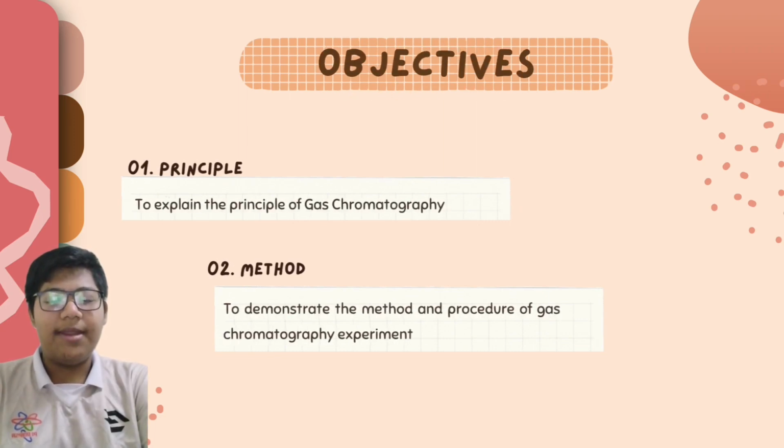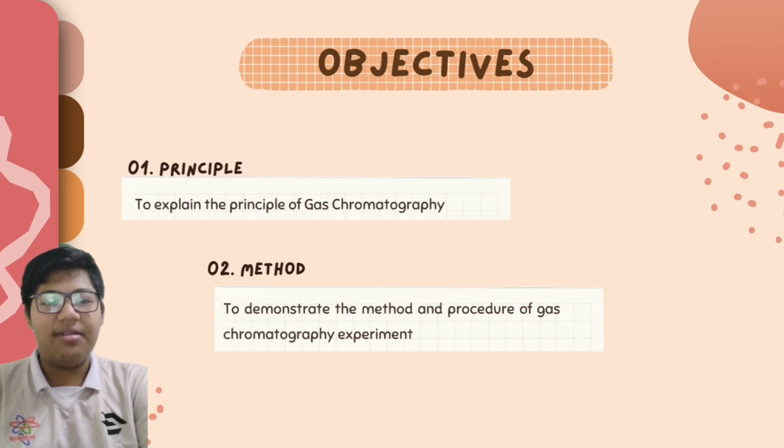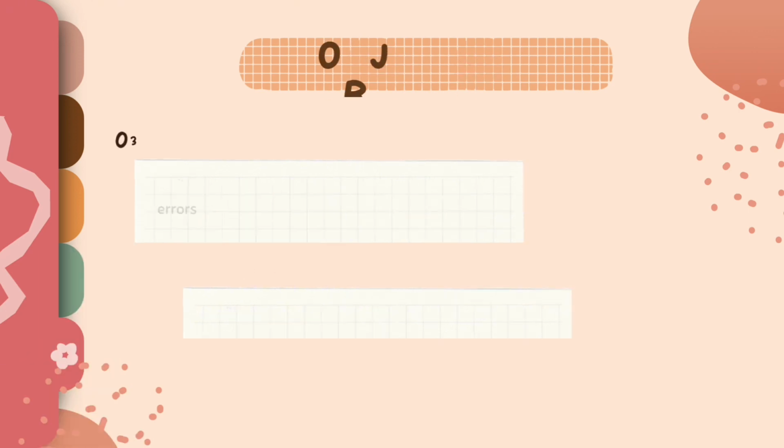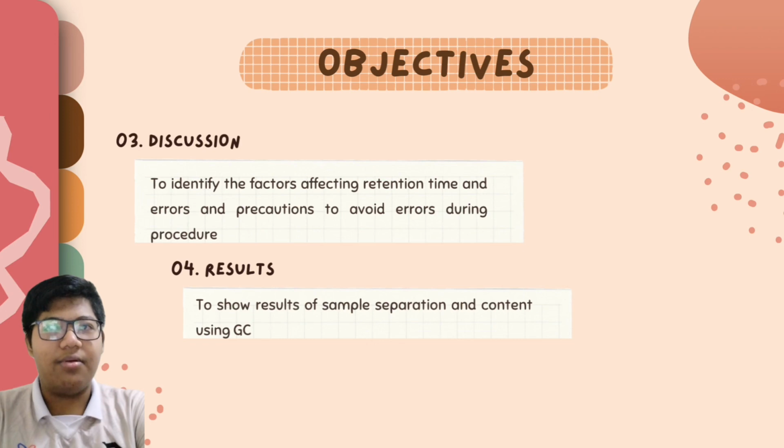Assalamualaikum. I will be explaining the objectives of our video. The first one is to explain the principle of gas chromatography. The second one is to demonstrate the method and procedure of a gas chromatography experiment. The third is to identify the factors affecting retention time and explain what can be done to ensure good results from a chromatogram. And lastly, to show the result of sample separation and content using GC, or gas chromatography.